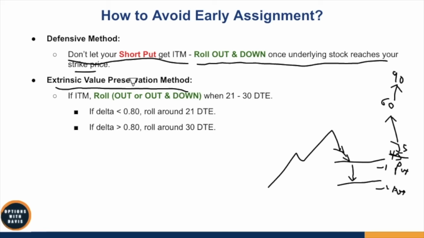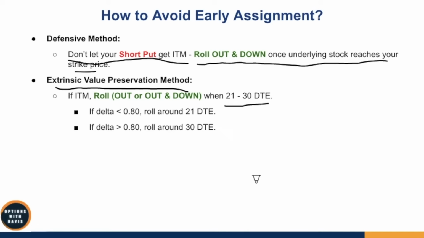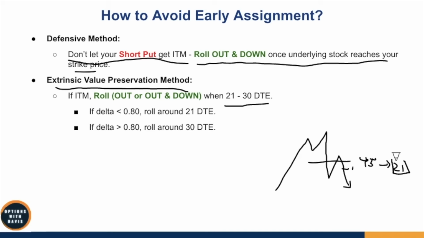Now with this extrinsic value preservation method, you only roll out or roll out and down when there's roughly 21 to 30 days to expiration. So let me just remove all this drawing down here. For example, you may have sold the put option down here, and let's say there's 45 days left to go. During this point in time, the market may have gone all the way up, come down, gone up again, and then come down. During all this time, you do nothing until there's roughly 21 to 30 days left. So let's say you use 21 DTE, and at 21 DTE, you see that it is now in the money. Now that it's in the money, it's time to roll.